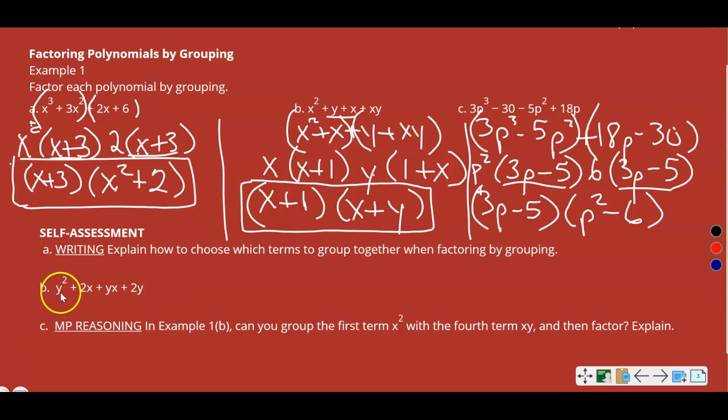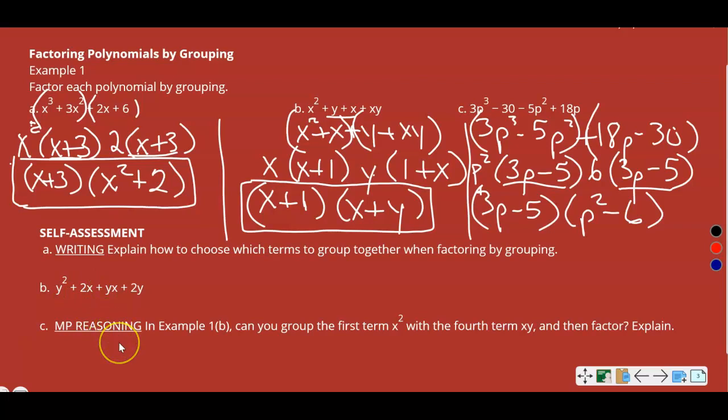So for B part, where it says y squared plus 2x, since these terms don't have anything in common, you could rearrange it and put either the yx as the second term or the 2y as the second term. It doesn't matter. But since both of the middle terms have an x, I would move the 2y over next to the y squared and factor out the y. That's not the only way you could do it, but that may be the best way for that one.